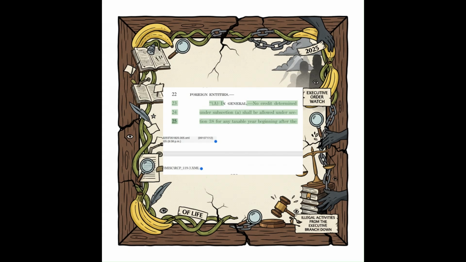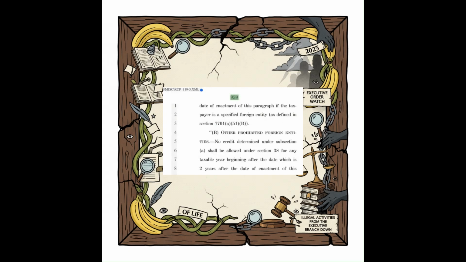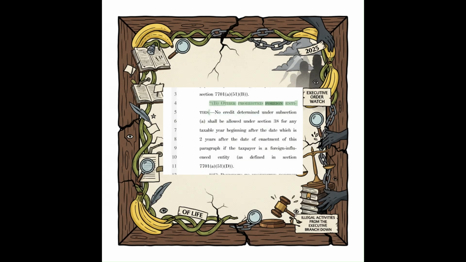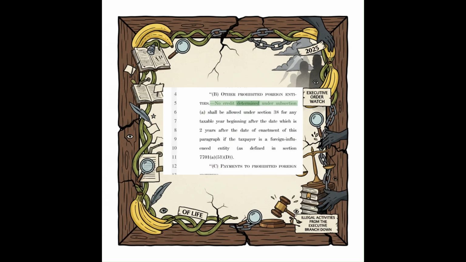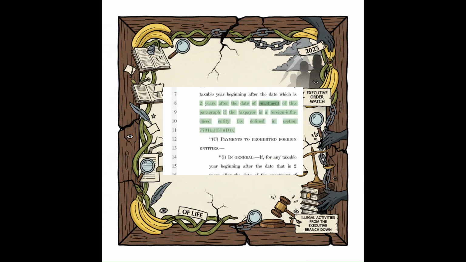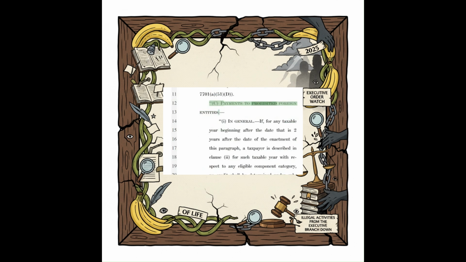date of enactment of this paragraph if the taxpayer is a specified foreign entity, or a prohibited foreign entity. No credit determined under subsection shall be allowed under Section 38 for any taxable year beginning after the date which is 2 years after the date of enactment of this paragraph if the taxpayer is a foreign influenced entity. Payments to prohibited foreign entities.